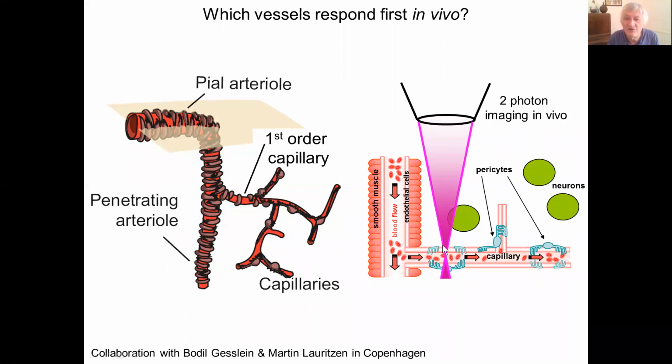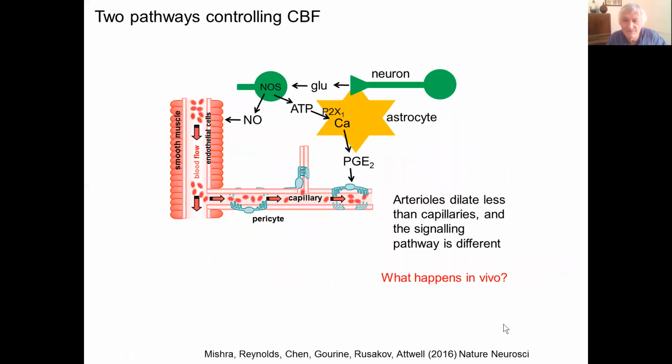And we use 2-photon imaging to image simultaneously the dilation of arterioles and the dilation of capillaries. And what we wanted to show was that capillaries can dilate independently of arterioles. And we do that by showing that they actually dilate first. And that means that it's an active relaxation of the capillary that's happening, and they're not just being pushed open because the arterioles dilate.